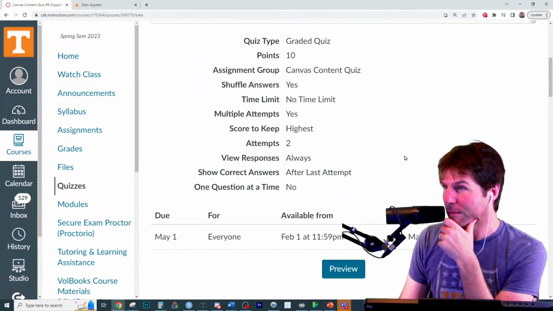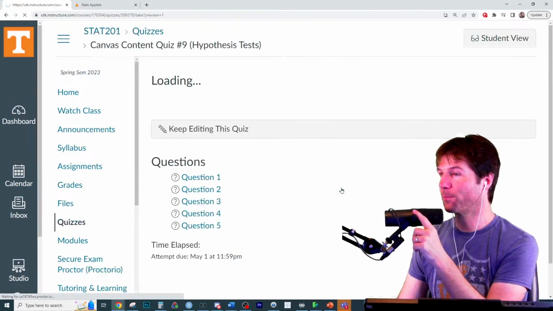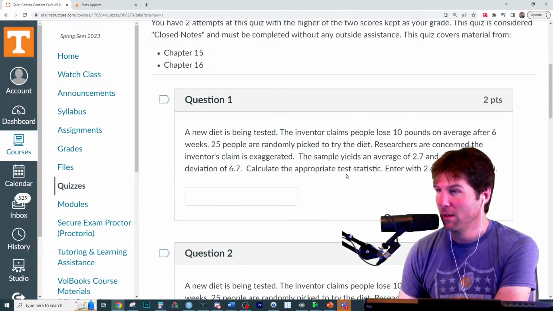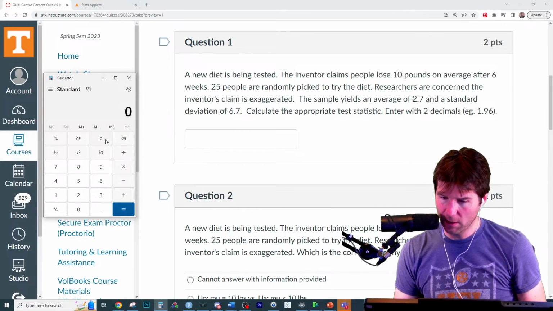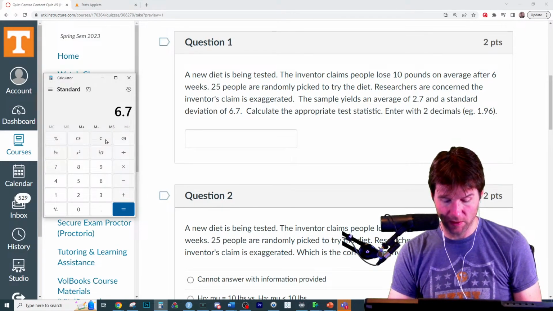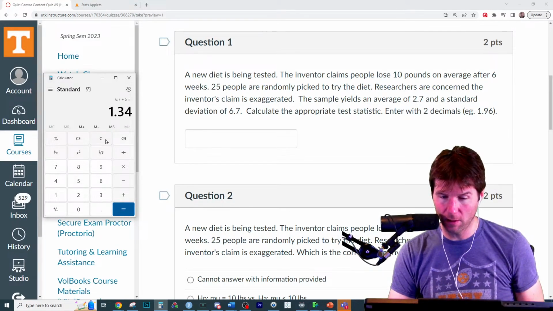Awesome. We'll do one more version of this. This is the diet question. Once again, I'm going to find the standard error, which is s over the square root of n. So s over square root of n is 6.7 divided by square root of 25. There we go. Find the difference.